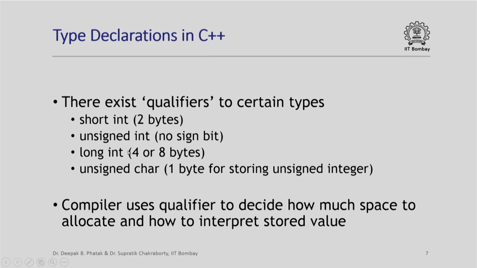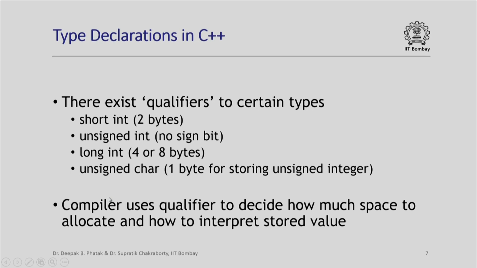A long int: typically an integer is 4 bytes, but this could be used to say that I am going to store a very large integer value. Please allocate 8 bytes. Some compilers will, however, use 4 bytes itself for long int. Or I could have unsigned char, which means use 1 byte as in a character, but I am going to use it for storing unsigned integers.